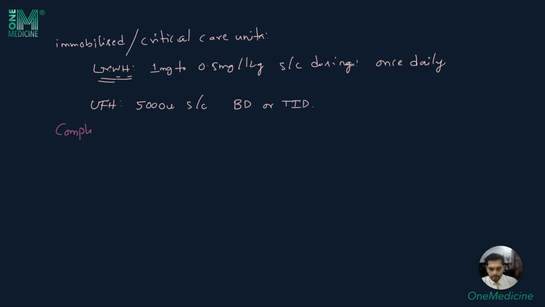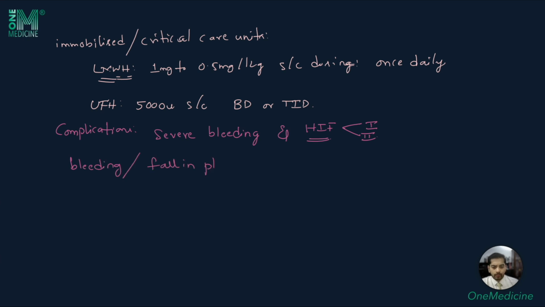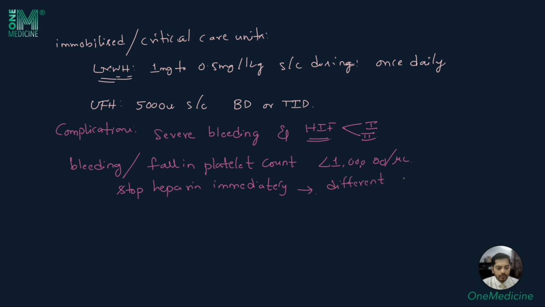Now, the complications of heparin include severe bleeding, and rarely heparin induced thrombocytopenia can be seen, which is type 1 and type 2. In patients with bleeding or fall in platelet count to less than 1 lakh per microliter, it is recommended to stop heparin immediately, and if the requirement of anticoagulation is present, switch to a different anticoagulant such as lepirudin or bivalirudin or even fondaparinux.